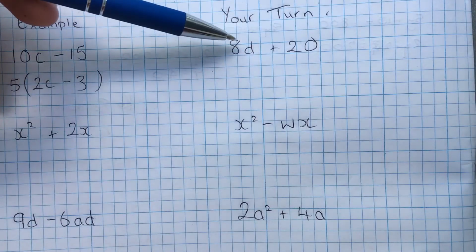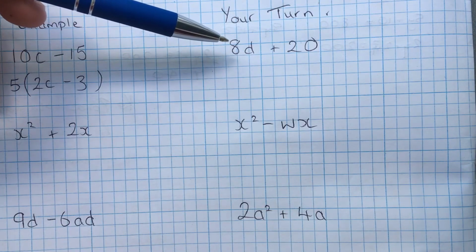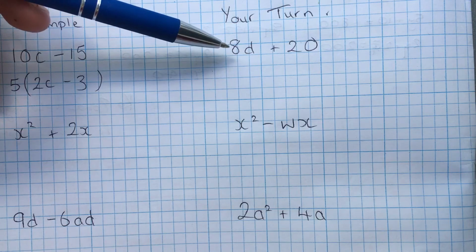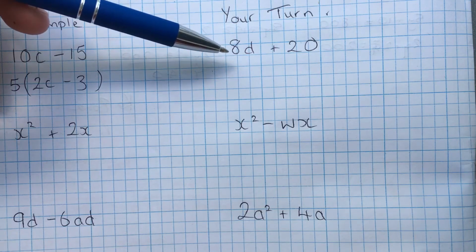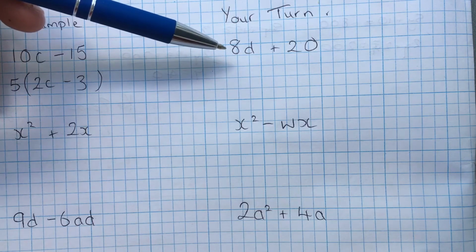So you can work on 8d plus 20. This is an example where we have 2 or 4 as a common factor. We always want to choose the biggest possible common factor.